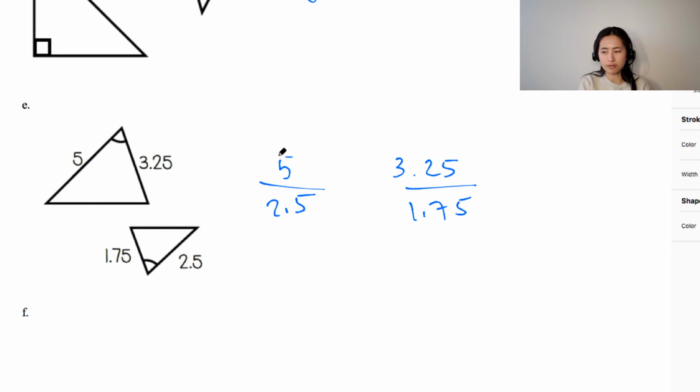So now we see that you have 5 divided by 2.5, so that's equal to 2. And then you have 3.25 divided by 1.75, so that's equal to 13 over 7. So it's pretty obvious that the dimensions are not proportional. If they're not proportional, therefore they're not similar. So it's a no.